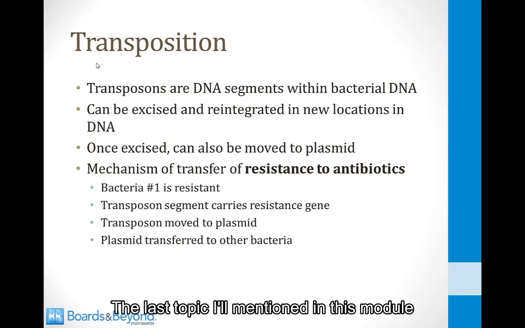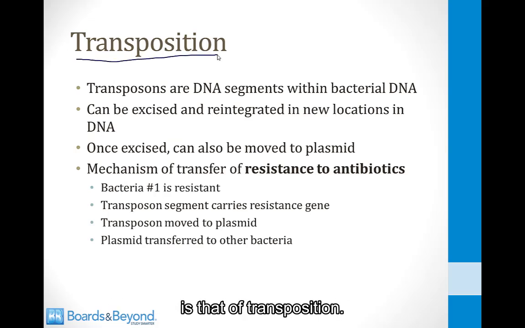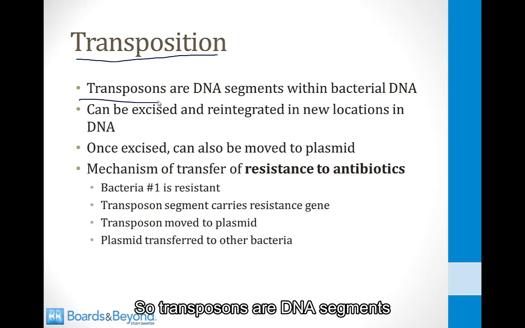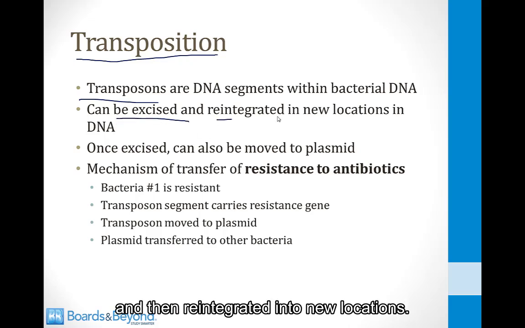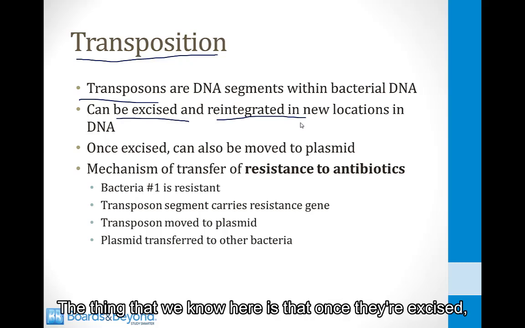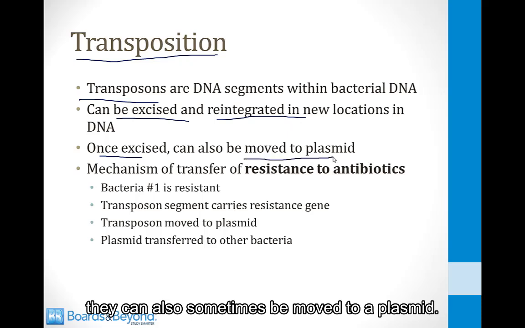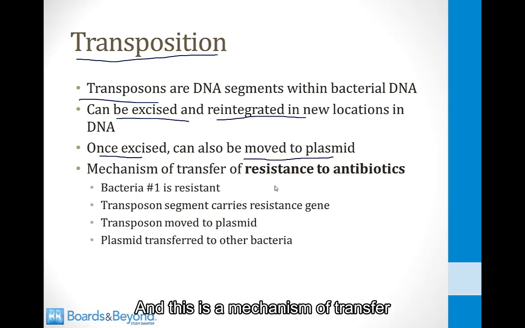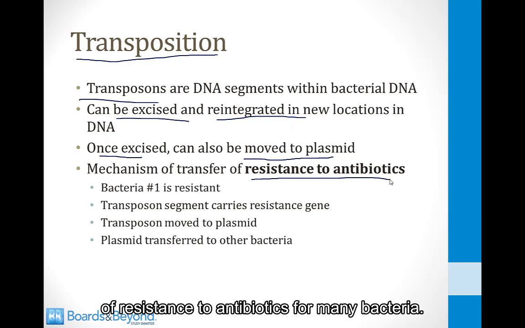The last topic I'll mention in this module is that of transposition. So transposons are DNA segments within bacterial DNA that can be excised and then reintegrated into new locations. They're sometimes called jumping genes. The thing to know here is that once they're excised, they can also sometimes be moved to a plasmid, and this is a mechanism of transfer of resistance to antibiotics for many bacteria.